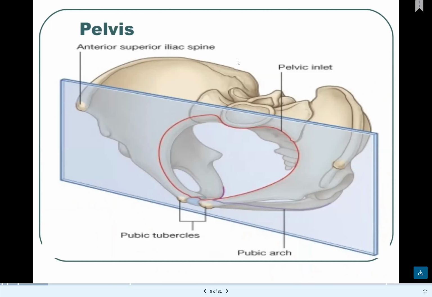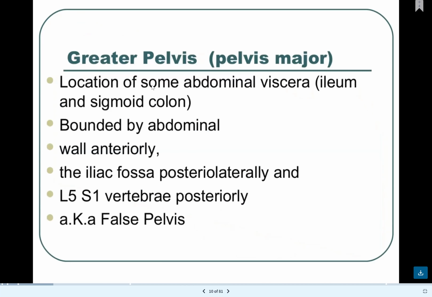The pelvis actually begins from the anterior superior iliac spine. If you forget your pelvic anatomy from last semester, please go and revise all the way through the pubic tubercles and then come to the pubic arch. This is what is going to form the pelvis. When you see your pelvic bones together, they form the pelvis.